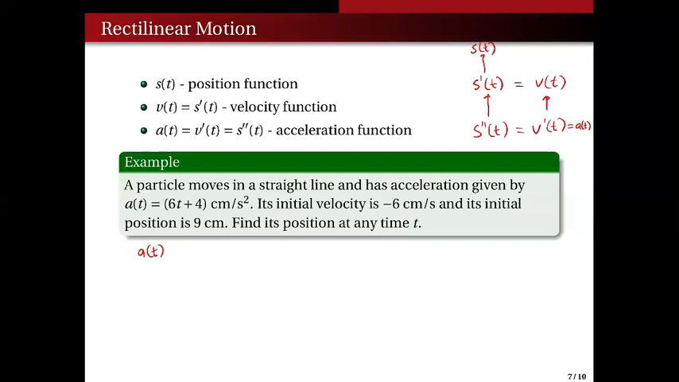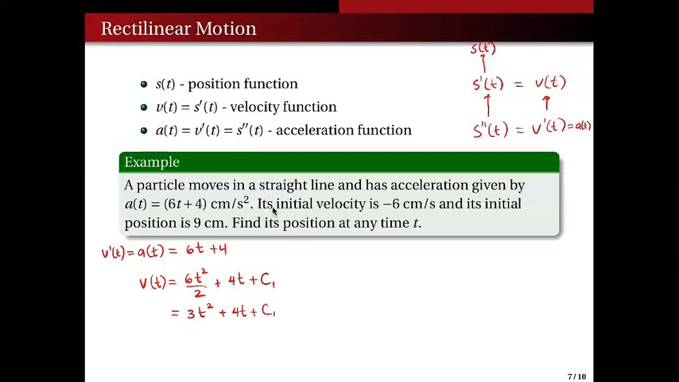So let's work on this. A of t is 6t plus 4. Then this is your v prime of t. So maybe we can take v of t equals 6t squared over 2 plus 4t plus c sub 1. It's because if you get the derivative of this, you will get a of t. So this is simplified into 3t squared plus 4t plus c sub 1.